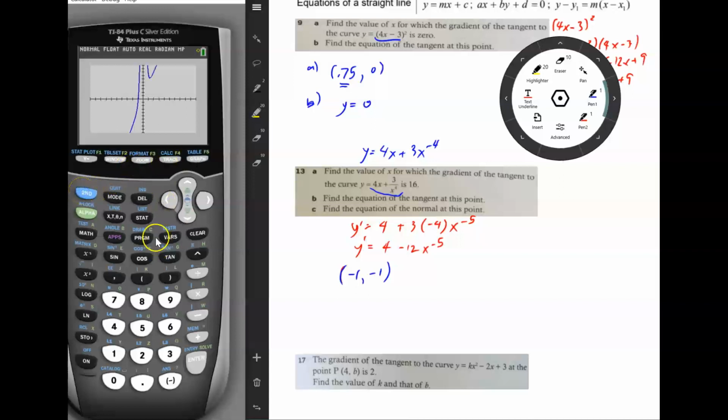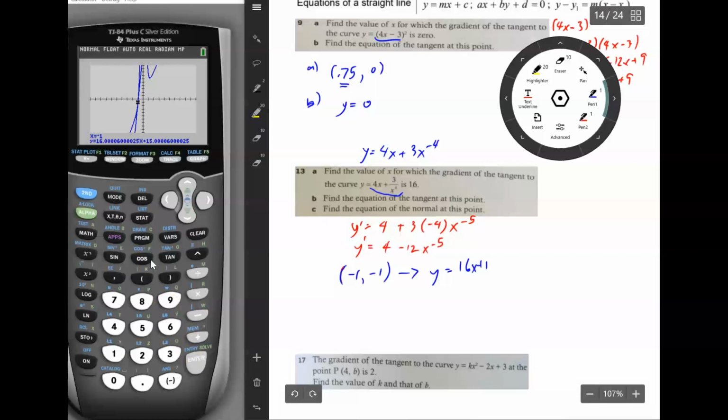Second draw tangent, negative 1. Okay, and the equation is y equals 16x plus 15. Okay, so that's the tangent line. Then they ask for the normal line.